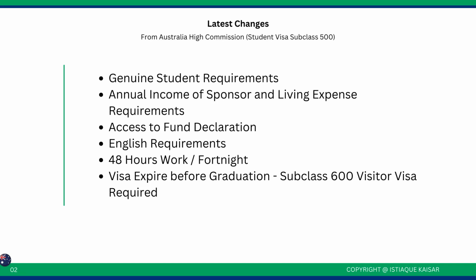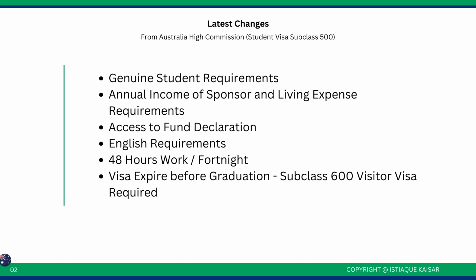It used to be, but right now it is 6.0, so to get into Australia for any tertiary education. But if your university has a college, like for example Curtin University has Curtin College, and they are approved to provide the English course, then that is a different case. And still 48 hours work per fortnight.